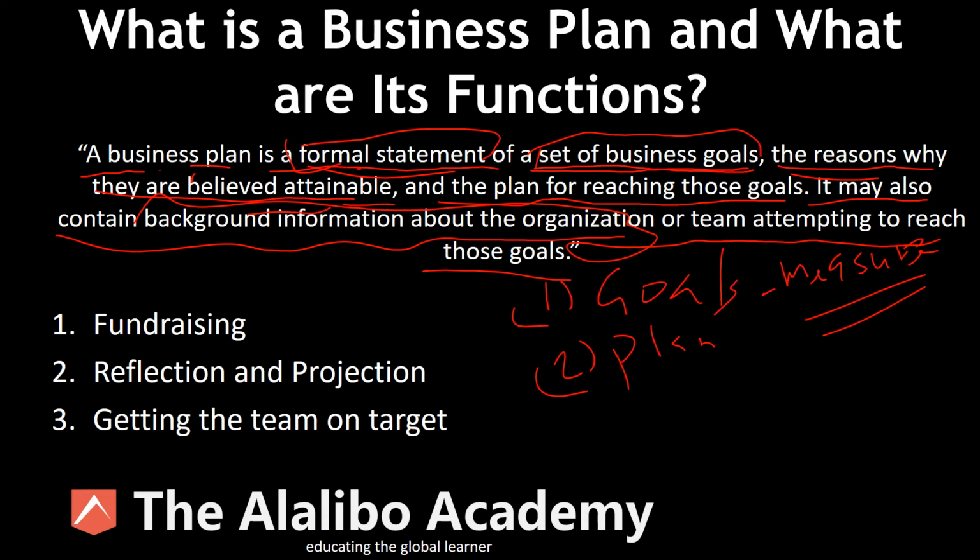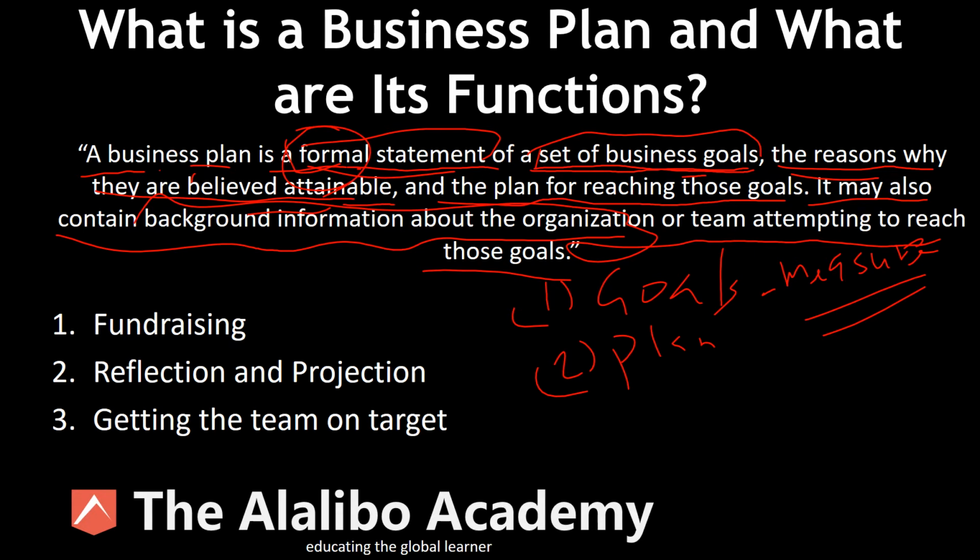All right, so the definition of the business plan is very important for us to understand its functions. We have to understand why it's there. We have to understand its definition, its purpose. A business plan is a formal statement of a set of business goals. Let's take this again, because this is very important. Understanding the definition is key to understanding its function. A business plan is a formal statement, and it has to be formal because it's coming from an organization.